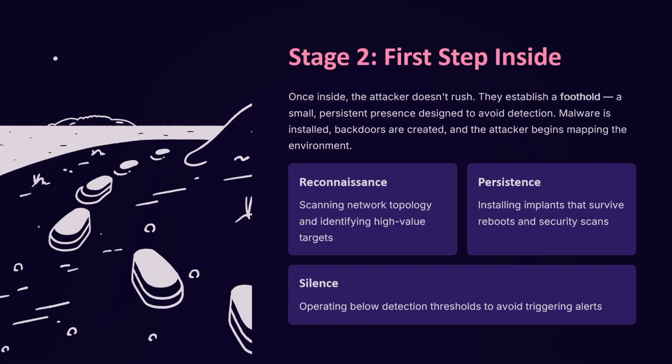Stage 2, First step inside. Once the attacker is in, they don't rush, they slow down. They establish a foothold, a small, persistent presence designed to stay hidden. They start with reconnaissance, scanning the environment, understanding the network, looking for high value targets. Then comes persistence. They install backdoors, so even if you remove them, they can come back. And all the while, they stay quiet. They operate below detection, avoiding alerts, blending in with normal activity. Because the longer they stay hidden, the more control they gain.